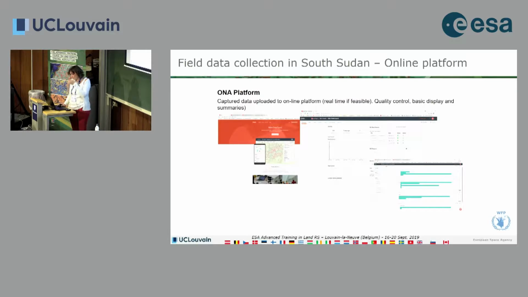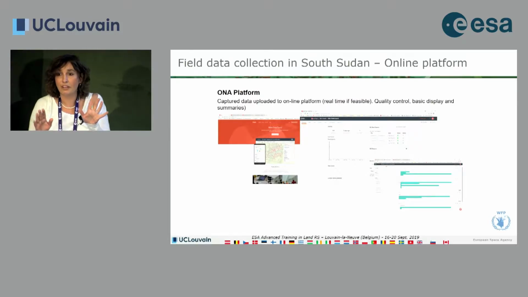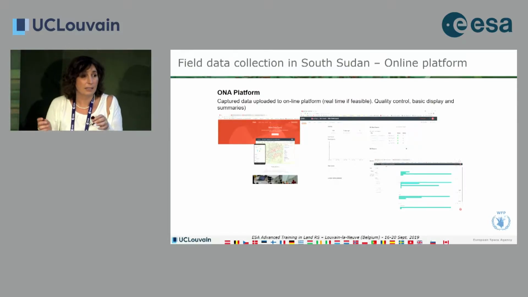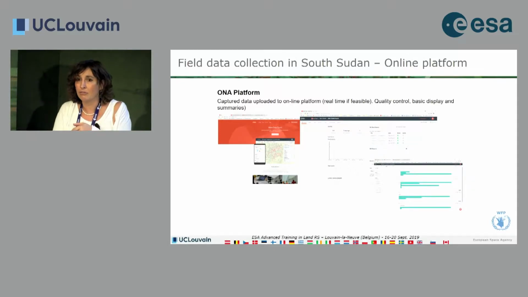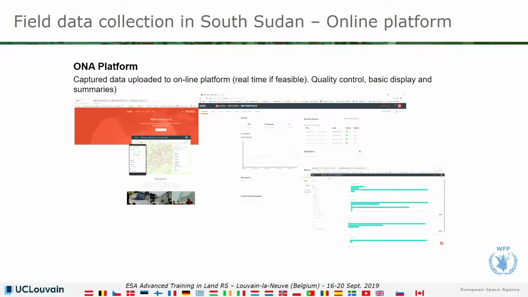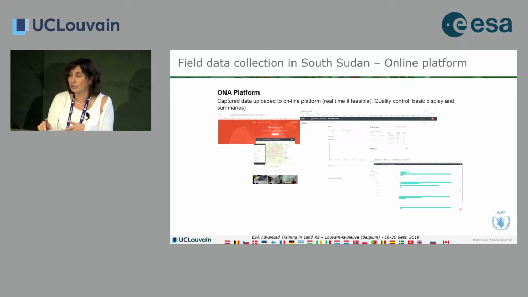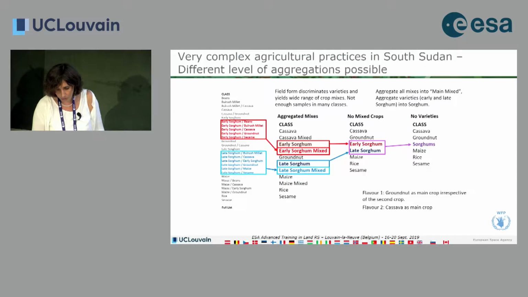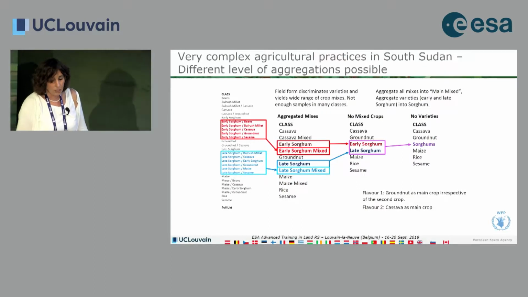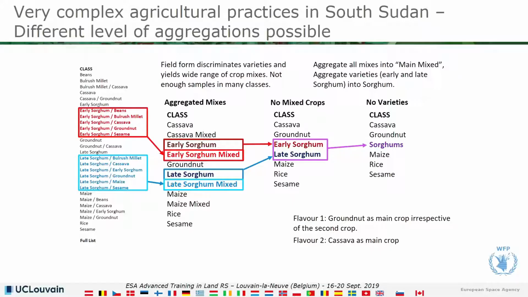When people go to the field, they go for 2-3 weeks, and so they upload their data on an online platform every day. And each day, at the World Food Programme, there is something that will make the quality check. If something is not good, they can inform directly the enumerator, and so the enumerator can correct. And in this way, at the end, you are sure that more or less you have something useful at the end of your field campaign. So this was for the field campaign.